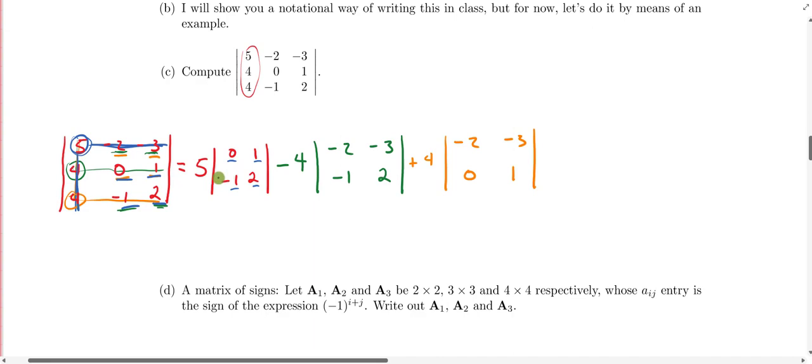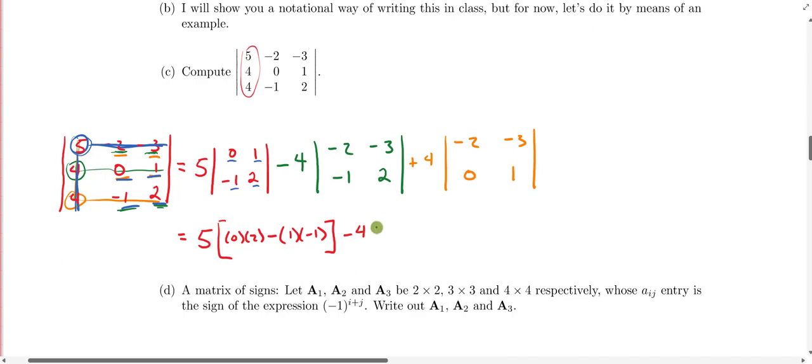This is a minor matrix sitting inside of the larger matrix, and that's what we mean when we say this process is called expansion by minors. So let's go ahead and compute. We know how to compute the determinant of a 2 by 2 matrix based on what we did in our previous video. So we take 0 times 2, and then minus from the formula, and then 1 times negative 1.